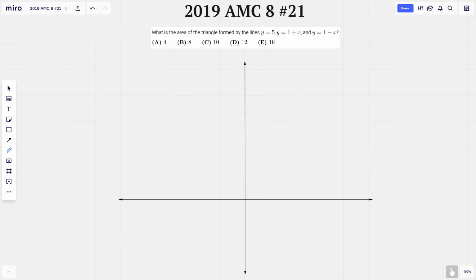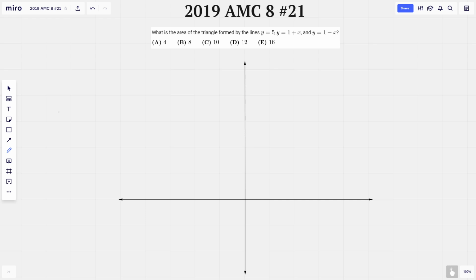In this video, I'm going to be covering the 2019 AMC8 problem number 21, which reads as following. What is the area of the triangle formed by the lines y equals 5, y equals 1 plus x, and y equals 1 minus x? So after reading this problem, it's clear that we're going to be dealing with coordinate geometry.